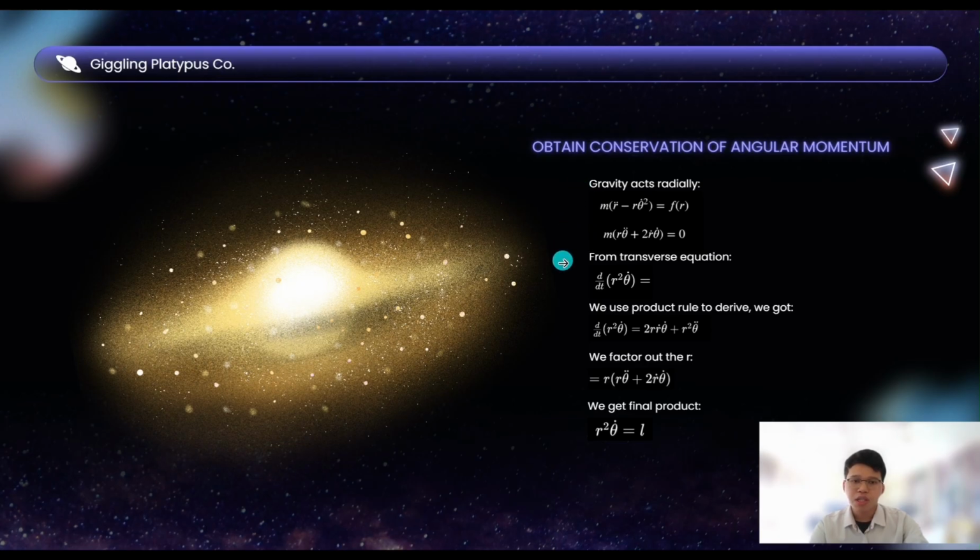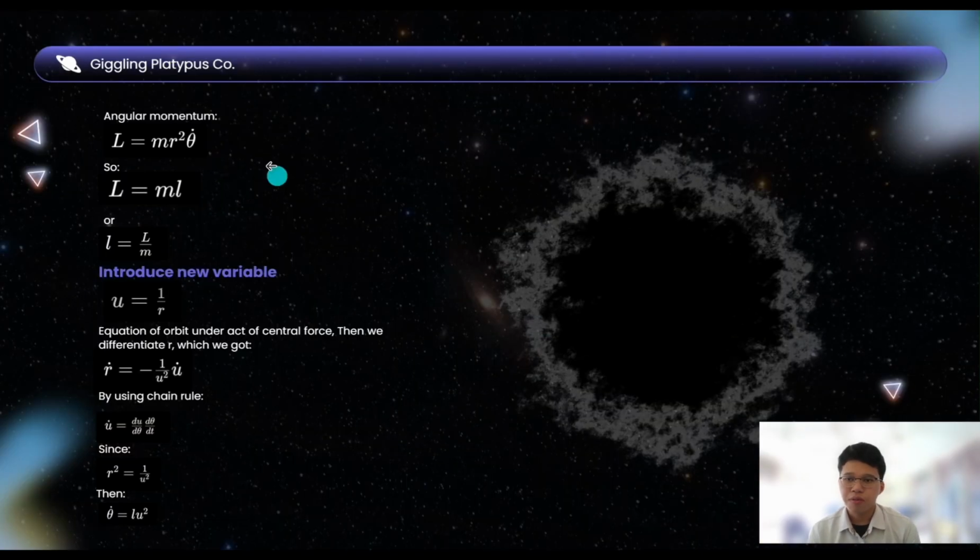From the formula, we then use the product rule to differentiate and we get the given. Then we factor out the constant so that we get the final result as r squared theta dot equal to L. Next, by the formula of angular momentum, which is given by L equal to m r squared theta dot, we can substitute back, so we get L equal to mL.